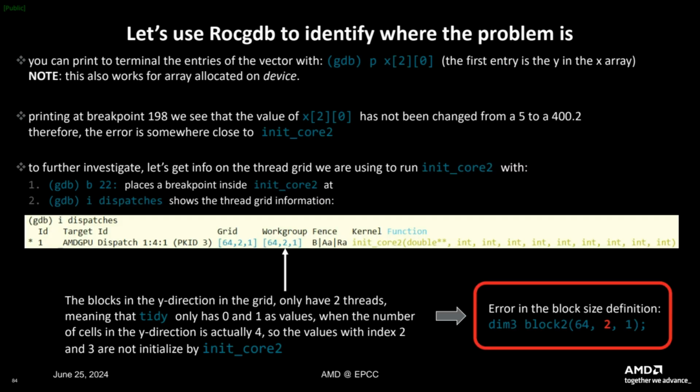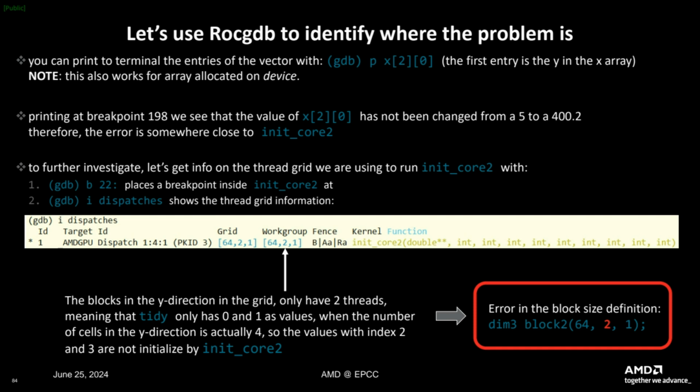So the very good thing about ROCgdb is that with P, it lets you print the values of arrays that could even be on device. So that's really good because you can see device arrays from the host with ROCgdb just by doing P and then the array. So if you follow what's in this slide, you can find out where that entry that's not correct in the output is switched to an incorrect value. And you see that happens right after the call of this init core 2 GPU kernel.